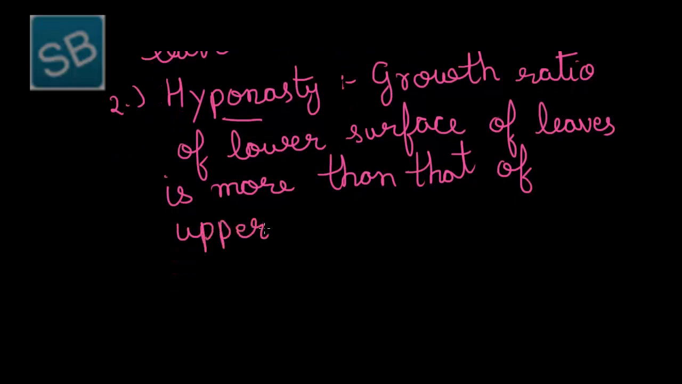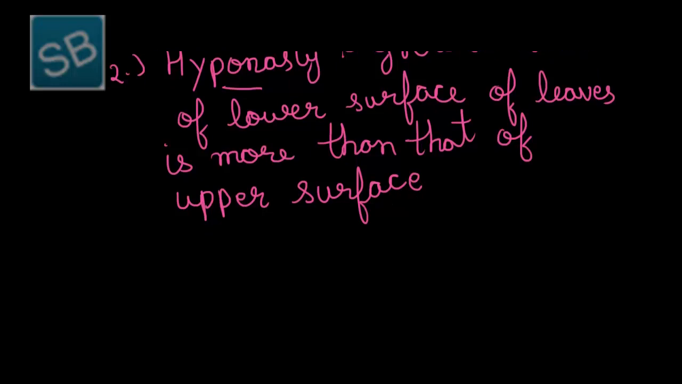Which is entirely opposite to the epinasty. The third type of movement that comes under this autonomous one is mutation. It is a type of zigzag movement which generally occurs in the apical bud of the stem.